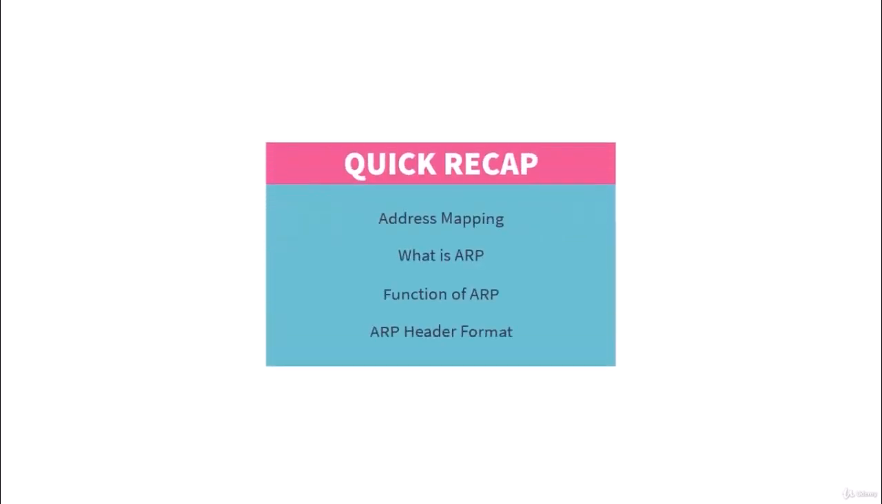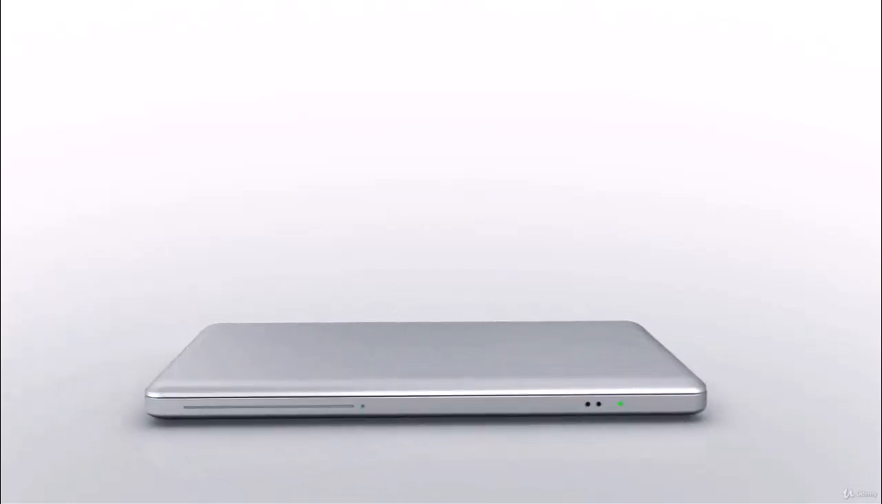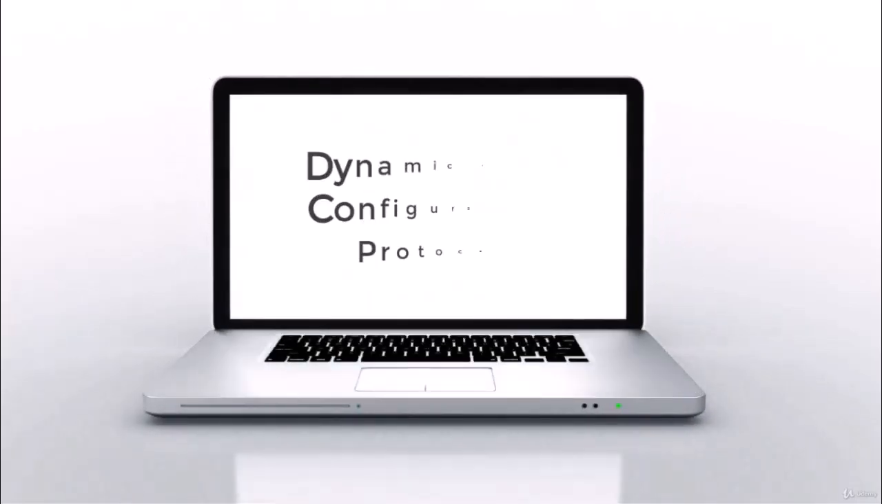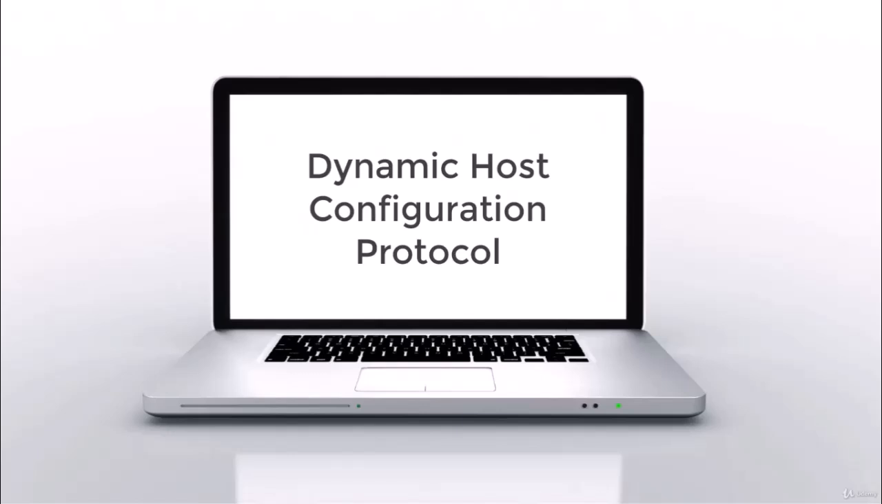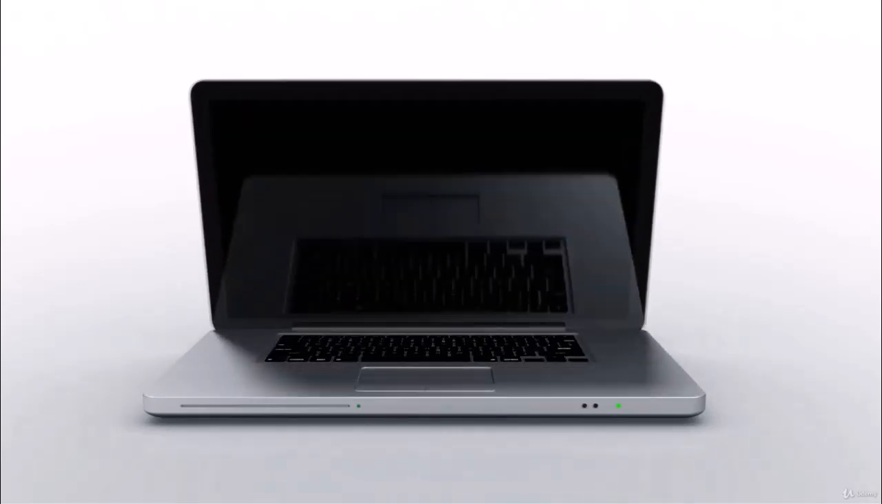In this lecture, we first saw what address mapping is, then we saw how ARP works and why we need ARP, and we also saw broadcast and unicast messages, and finally concluded our lecture with the ARP packet format. In the next lecture, we will talk about a different protocol, which is Dynamic Host Configuration Protocol, DHCP, which is used for assigning dynamic IP addresses in a computer network.